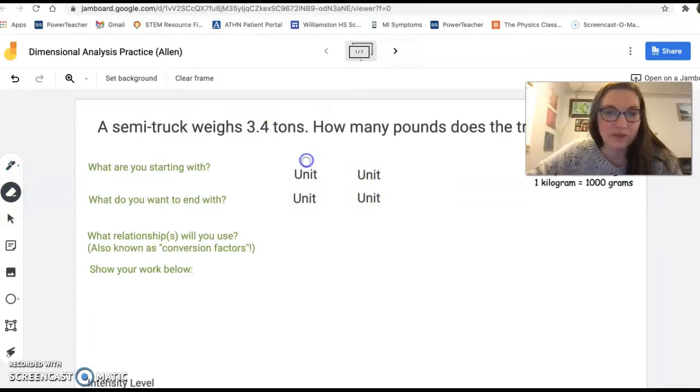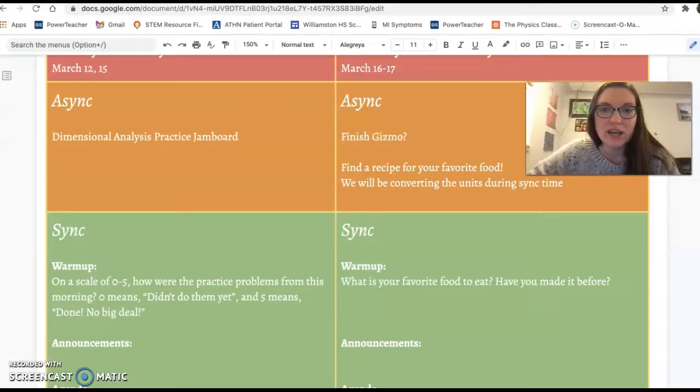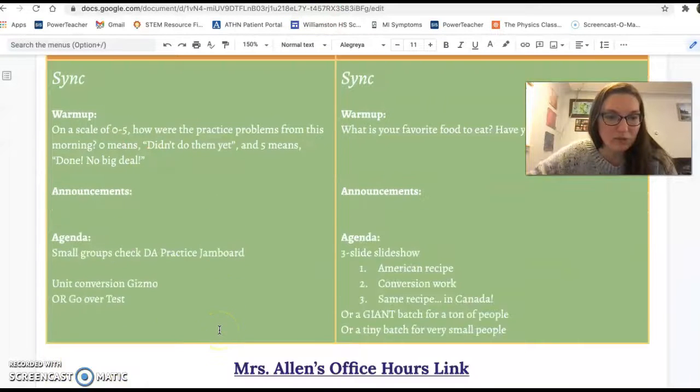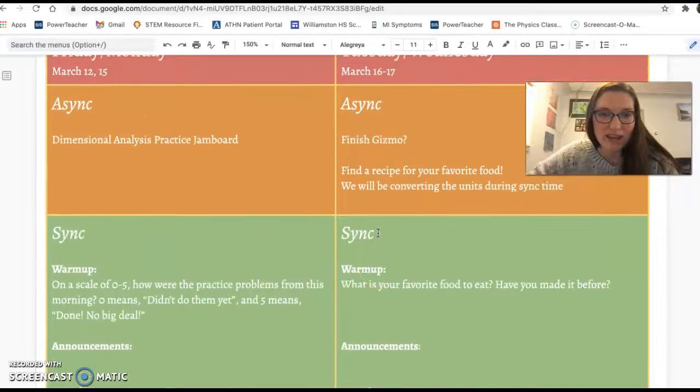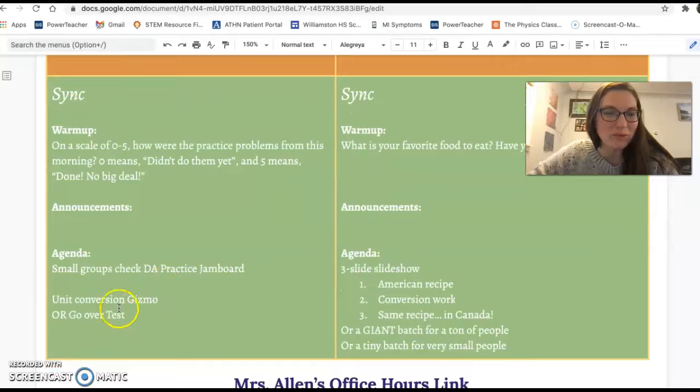The other thing we're going to do for 4th and 6th hour is go through the test a little bit, just to make sure you have a chance to see what you might have gotten wrong, and to look through it for some test corrections if you would like to do that. Then I'm going to have you play around with a gizmo.